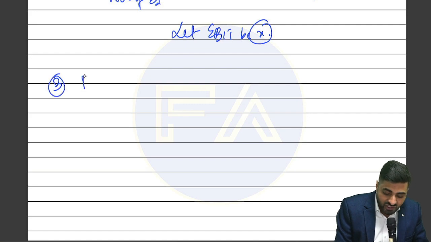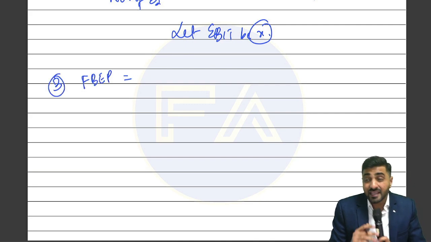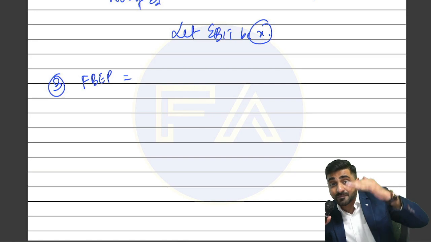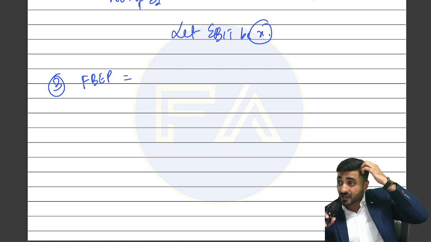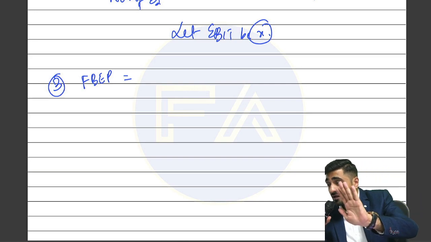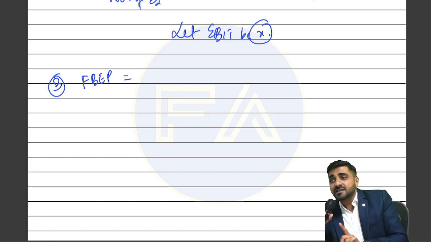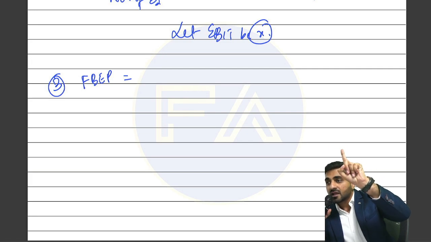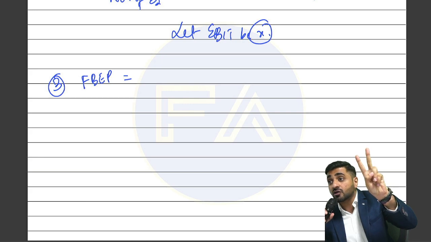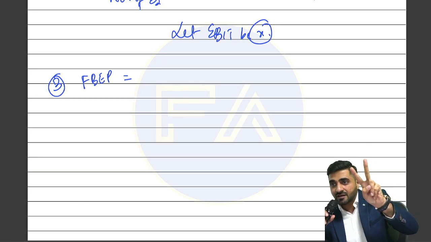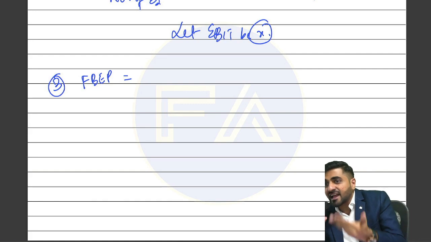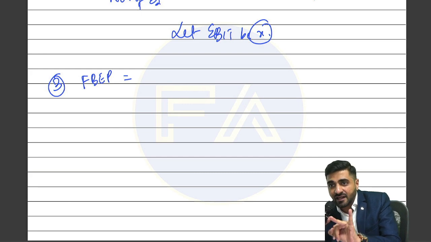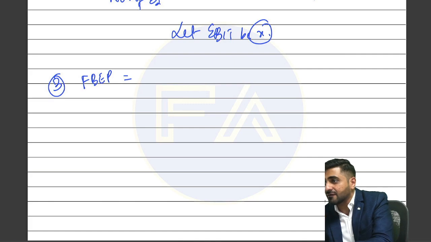Now what is financial break-even point? Where the EPS should be zero. We have to compulsorily earn that much level of EBIT at which your EPS is zero. Can I put it like this? You have taken money from debenture holders, you have to pay them interest. If you have taken money from preference holders, you have to pay them preference dividend. So can I say at least I have to earn interest, at least I have to earn preference dividend so that my equity shareholders break even.